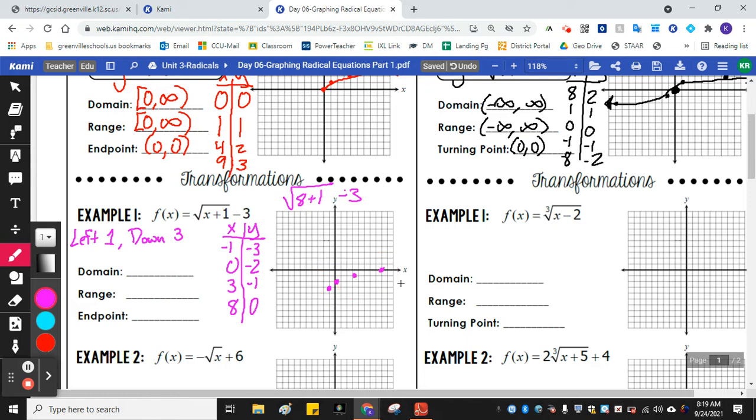And you should know what the graph looks like because we're just moving that one down and to the left. There we go. Endpoint is negative 1, negative 3. Domain is now from negative 1 to infinity because it's moved to the left. And range was moved down 3, so negative 3 to infinity. Left and right affect your domain and range.